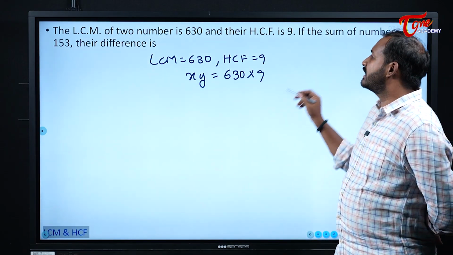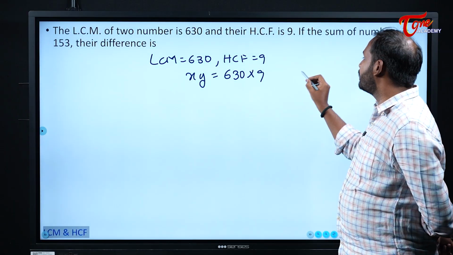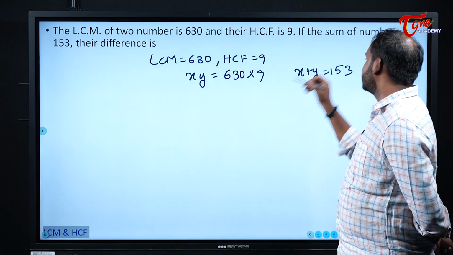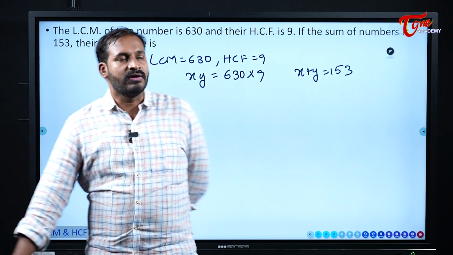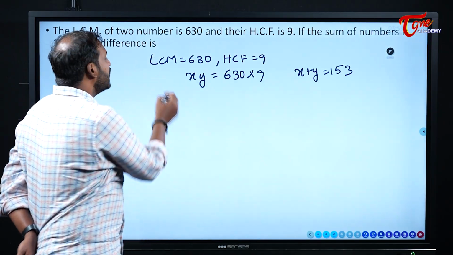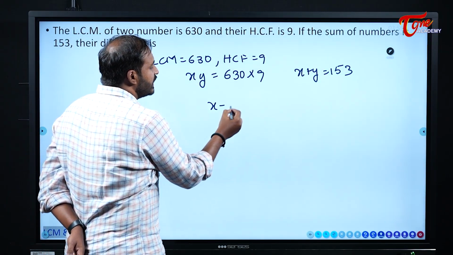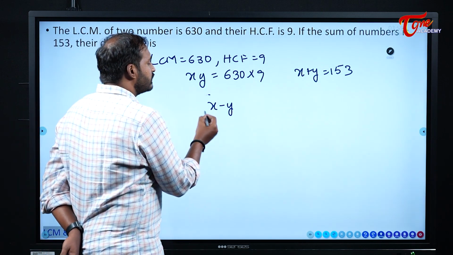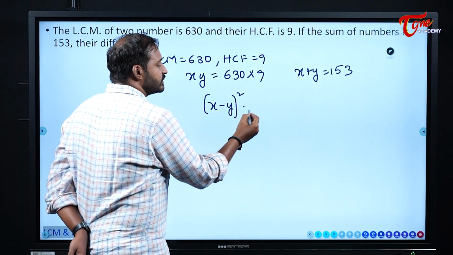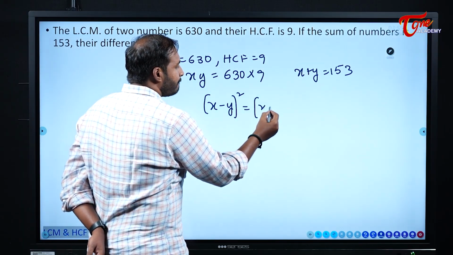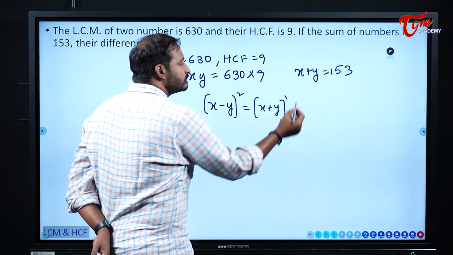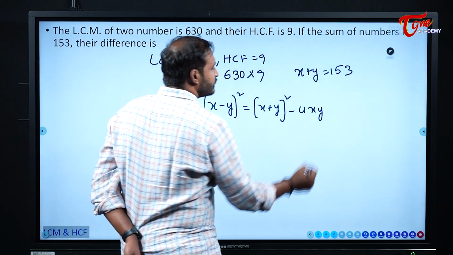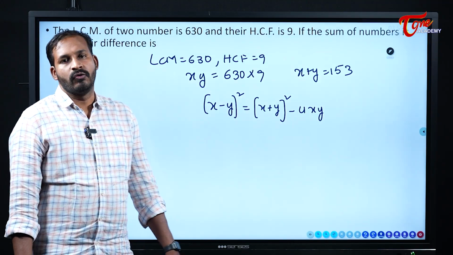And in the same question they given us the sum of the two numbers. What is the sum of two numbers they given for us? x plus y is equal to 153. Sum of the two numbers they given here is 153 and they are asking us to find their difference. That means they are asking us to find x minus y. We all know from algebra what it is. x minus y whole square is equal to x plus y whole square minus 4xy.